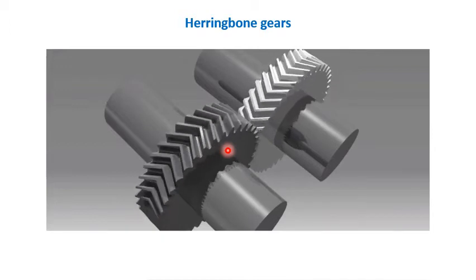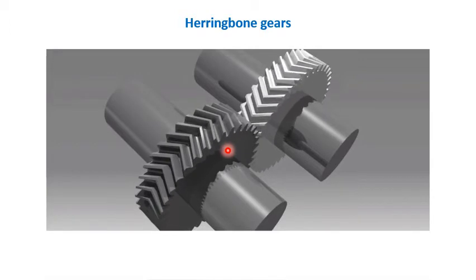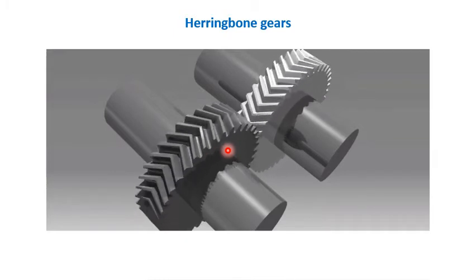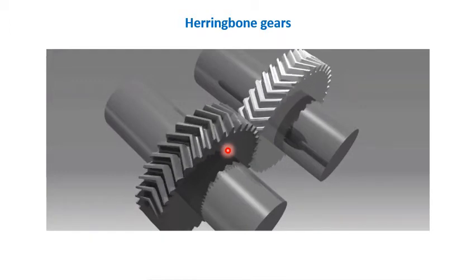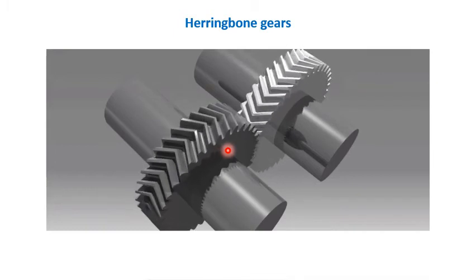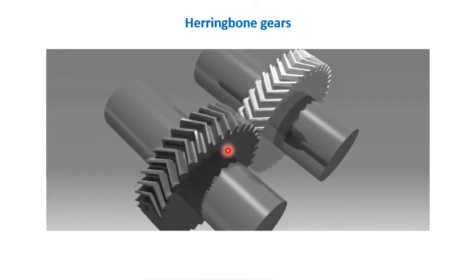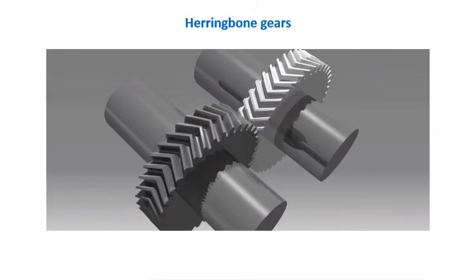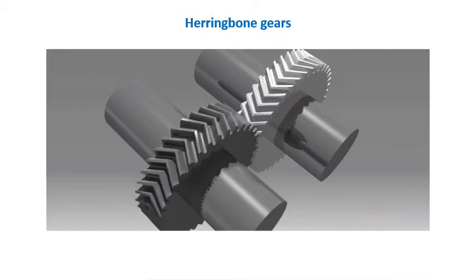So this gear reduces the end thrust acting on the thrust bearing. In the previous type of gear, helical gear, we have discussed what is end thrust. In order to overcome that end thrust, these herringbone gears are introduced. And these gears are used to transmit motion from one shaft to another shaft, which are parallel to each other. Herringbone gears are also called double helical gears because it looks like a combination of two helical gears. Then what are its advantages?